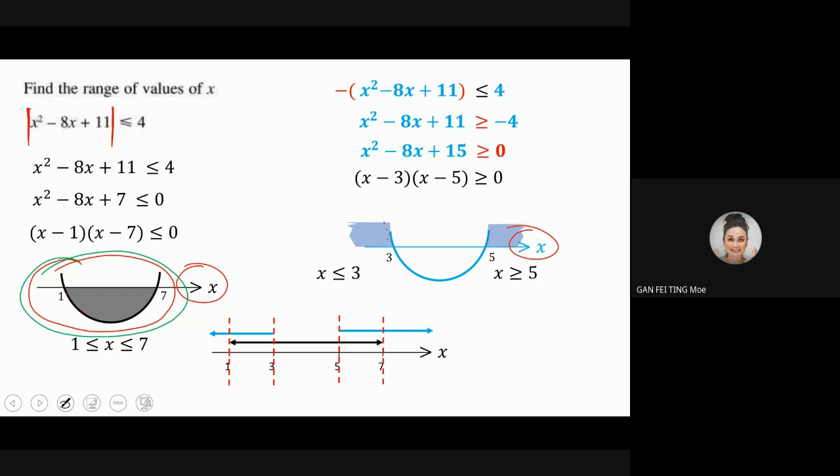Anyone can give me the answer? 1 is smaller or equal to 3, or 5 smaller than or equal to 7. Okay, 1 smaller or equal to 3. We get 1 smaller than. That's why I say you should speak your mind and talk, we will be better. Okay, 1 is smaller than or equal to 3.